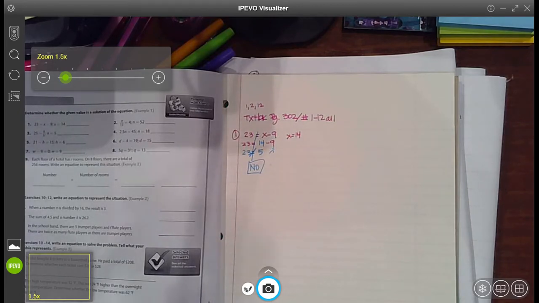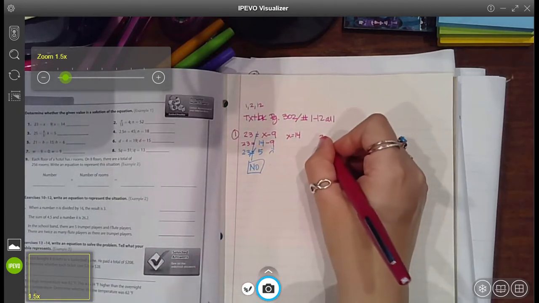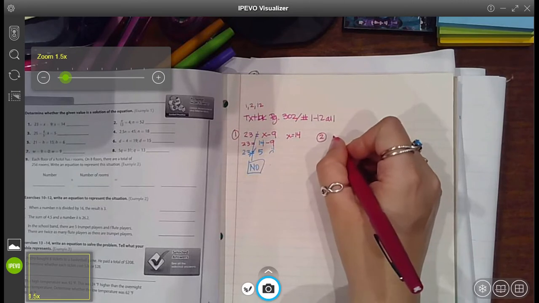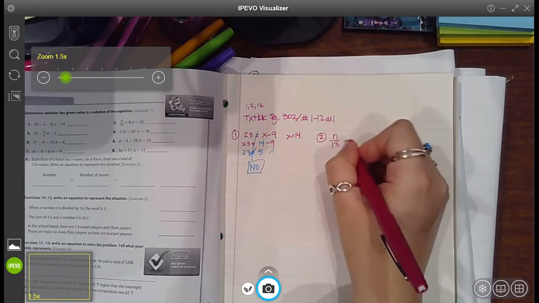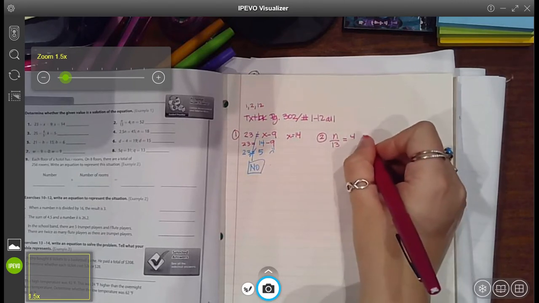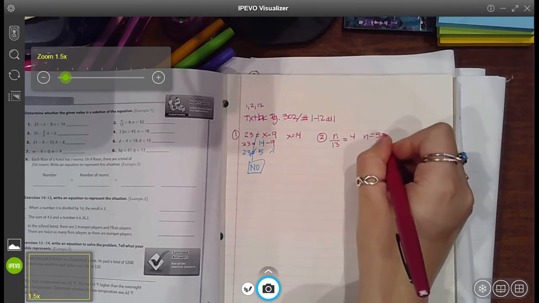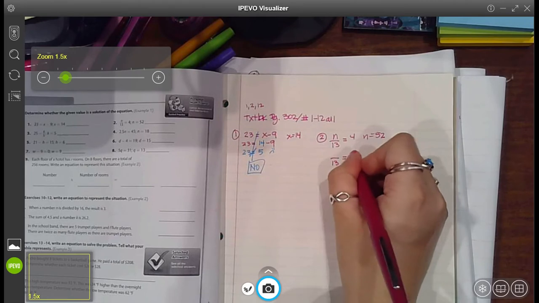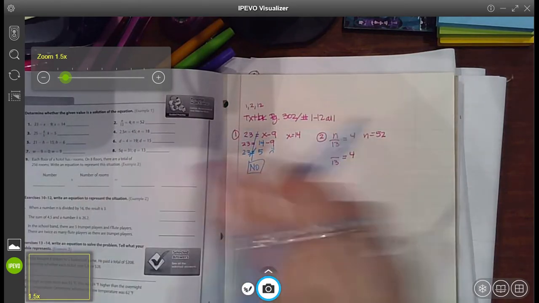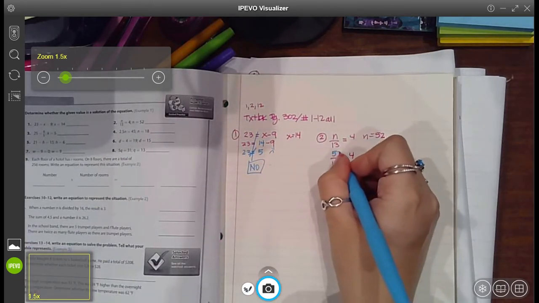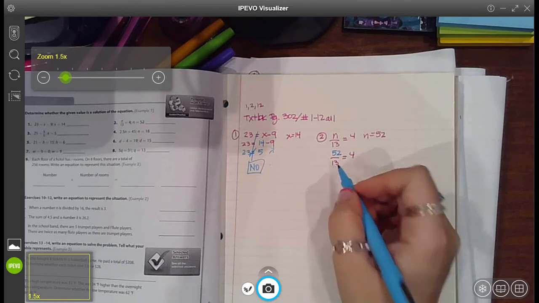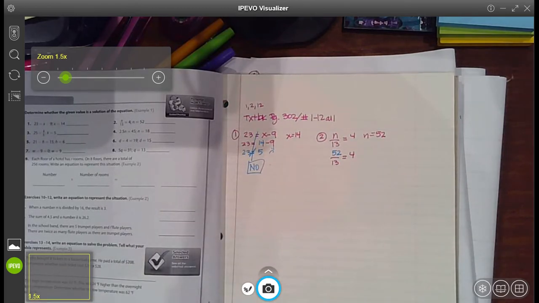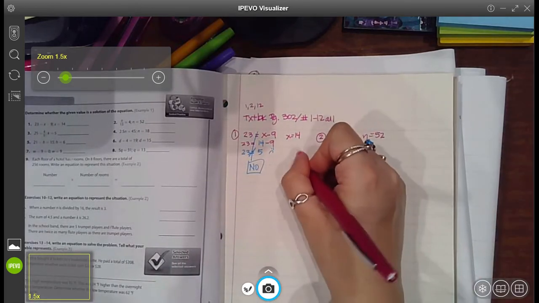Okay, the next one I want to try with you is number 2. Number 2 is saying n over 13 equals 4, and they think n is 52. So you're just double checking for them. Is 52 the correct answer? Well, let's replace the n with a 52. So it's saying 52 divided by 13. What is that? Well, I need to divide that in.